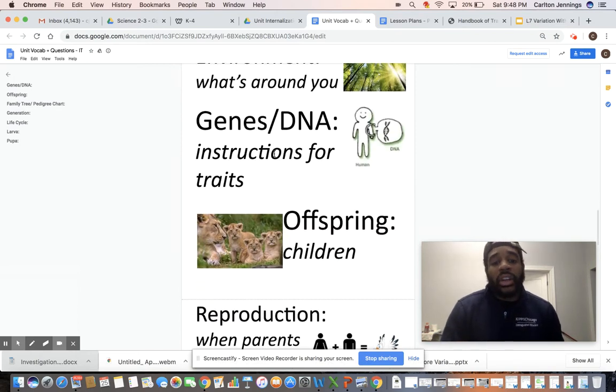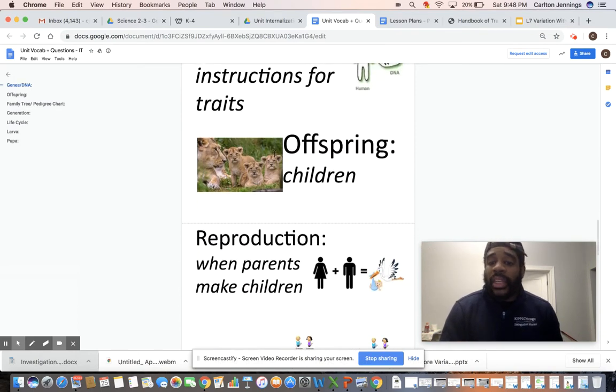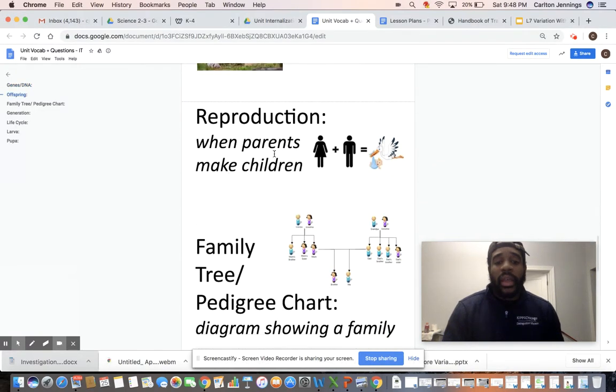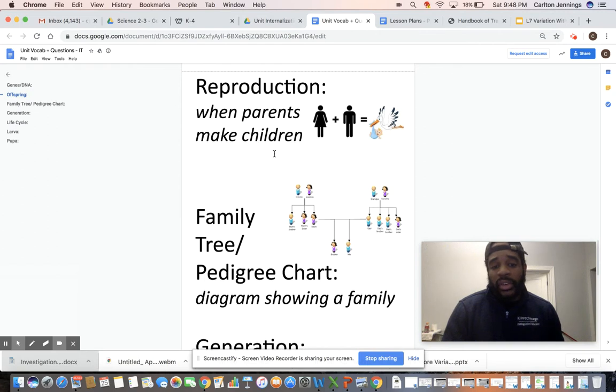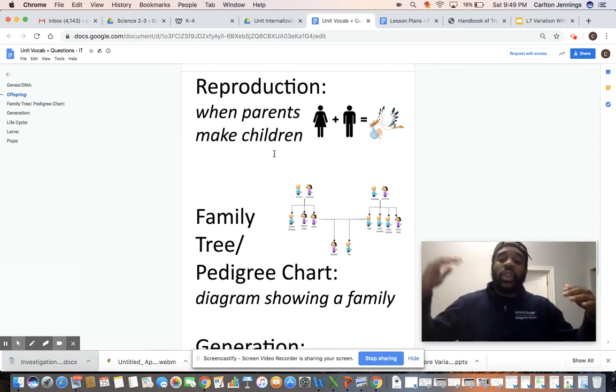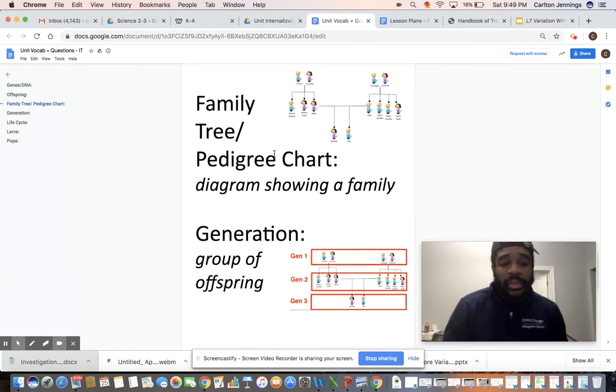Offspring. Offspring are children. Reproduction. Reproduction is when parents make children. And this is a family tree, a pedigree or chart diagram showing a family. So a family tree basically tells everyone who was in your family, who was before you and after you. So you can say your grandmother, your grandfather, your great grandmother, your great grandfather. It goes all the way up. This is a family tree.